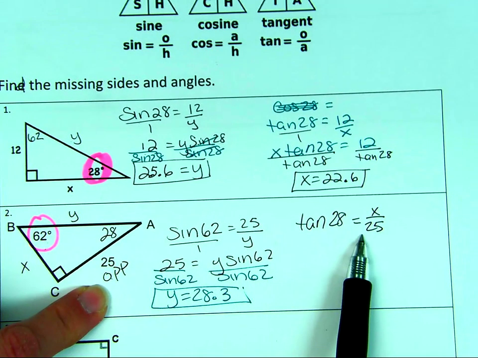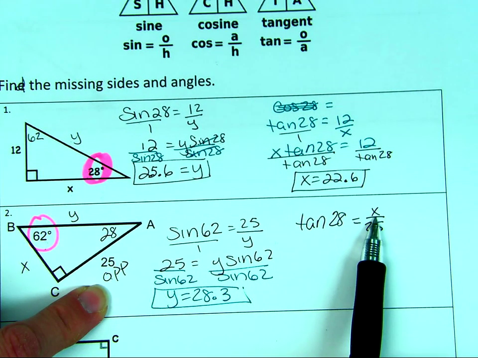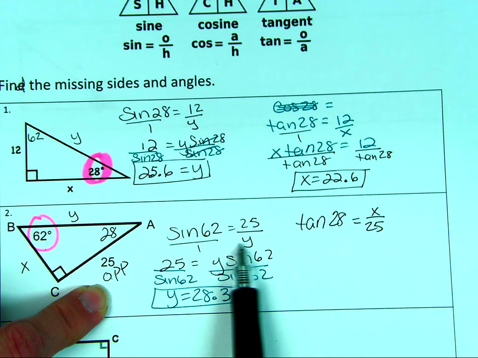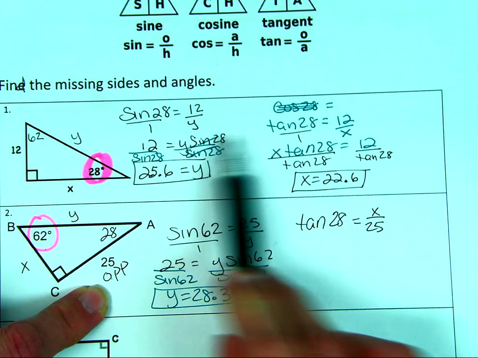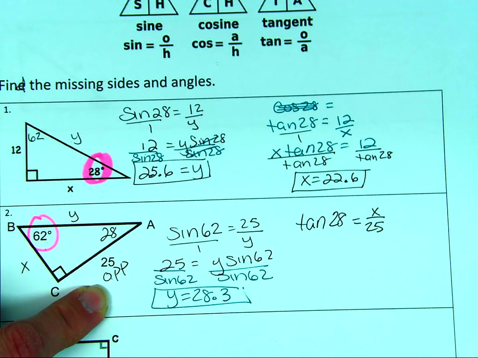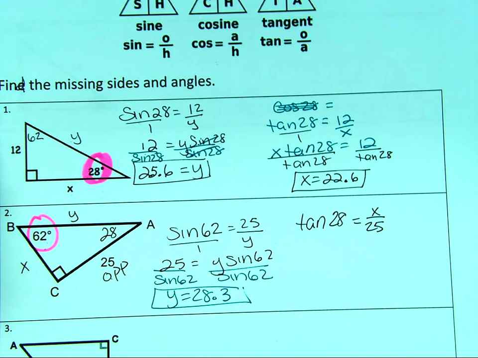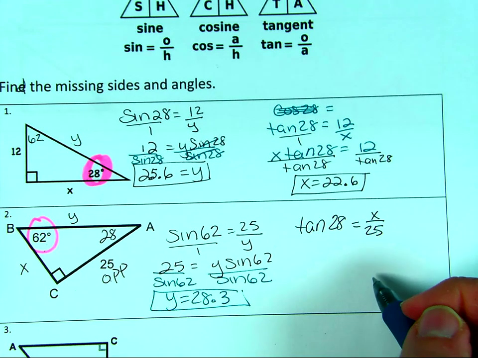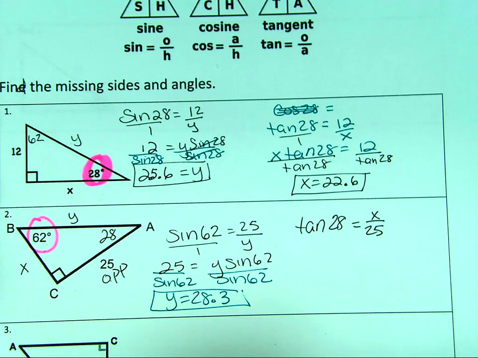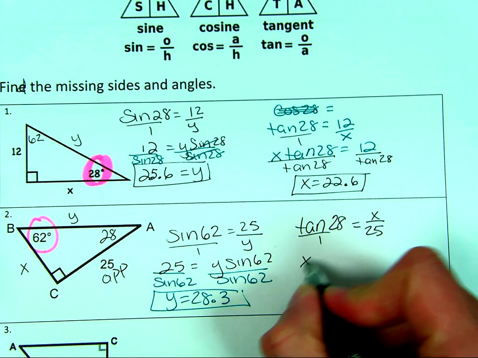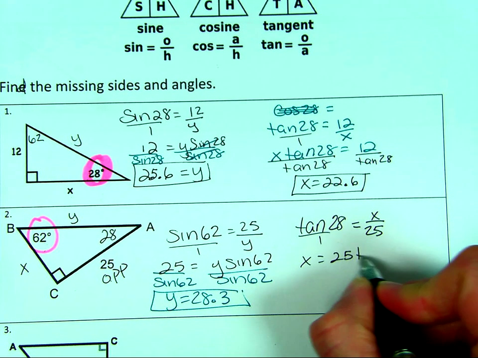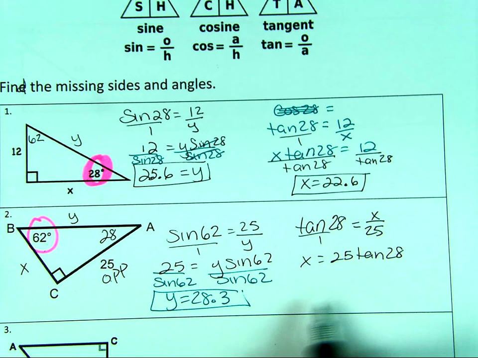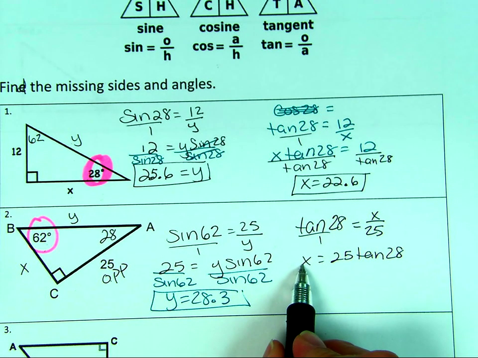It's a little bit different when you have, a little bit easier actually, when you have x in the numerator versus x in the denominator. Like this y, all of these ones so far were in the denominator. And you can kind of finagle it sometimes to make that happen, to make it a little bit easier. So when I multiply both sides, cross multiply, I get x equals 25 tangent of 28. So see how x is already all by itself? So I don't have to divide.